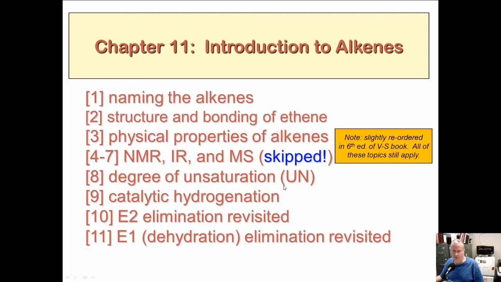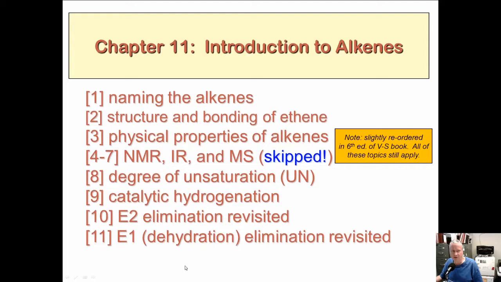Catalytic hydrogenation is a really simple reaction where you just add H2 to alkenes to make alkanes. And then from there, we're going to talk briefly about the E2 reaction and the E1 reaction just a little bit more. You already know about the E2, right? It makes alkenes, and E1. And there's a little bit to know once we learn about alkene stability, the stability of different kinds of alkenes, which is what's in number 9 there, right?